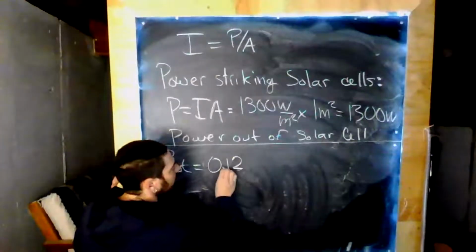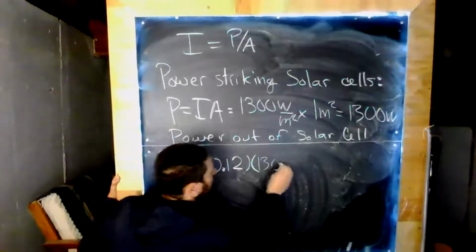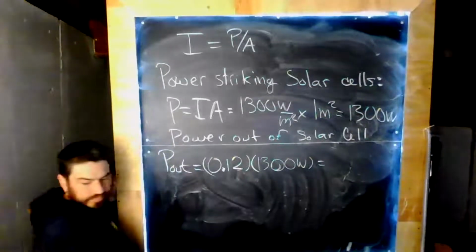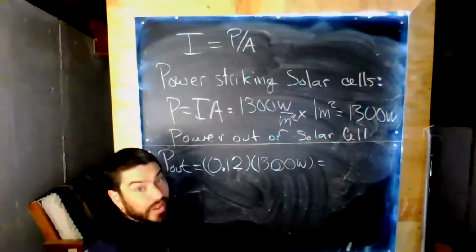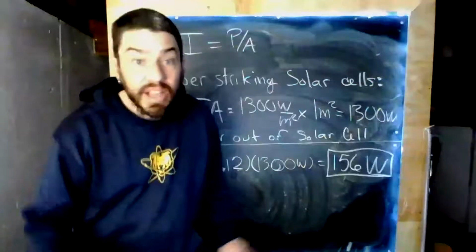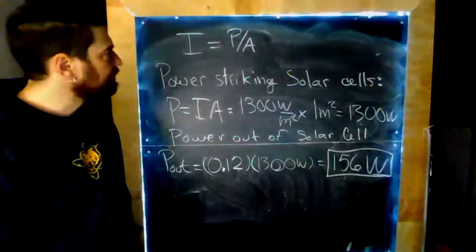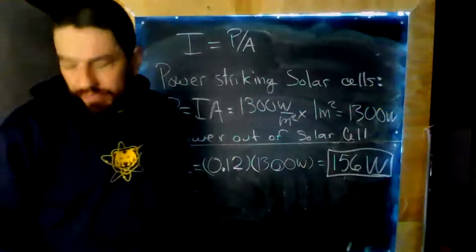Well, that's 12% efficient times 1,300 watts equals, got to run my calculator here, and that equals 156 watts. Great, that's enough to run a camera, some computers, something like that. Okay, let's look at that next question. I'm going to clean up my board.